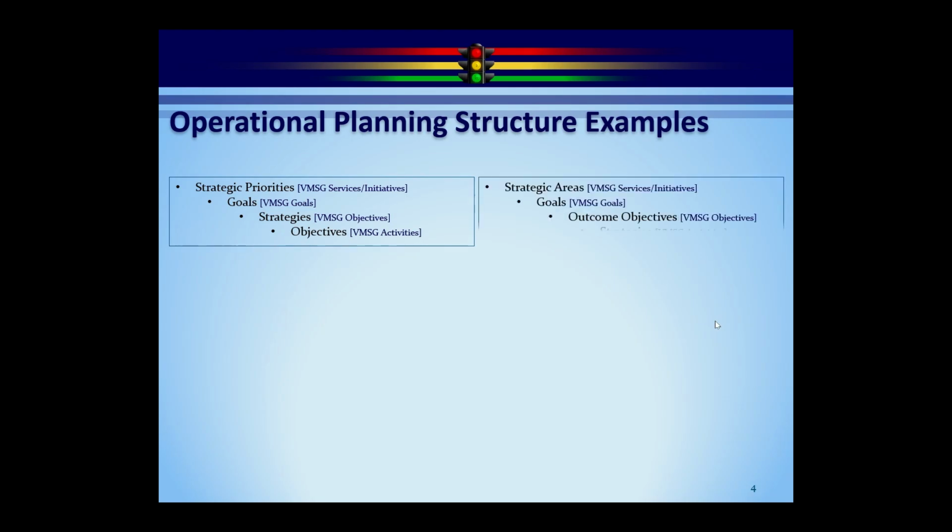Strategic areas is a pretty good definition of the service or initiative. Goals, outcome objectives, not bad. I kind of like that. What's the outcome we're trying to achieve? And then there we go, strategies at the bottom, which is not bad here.